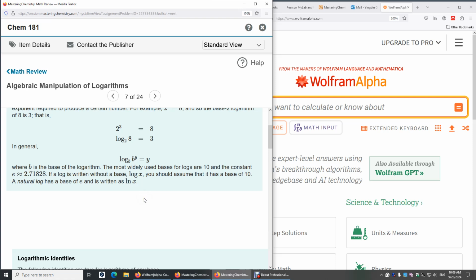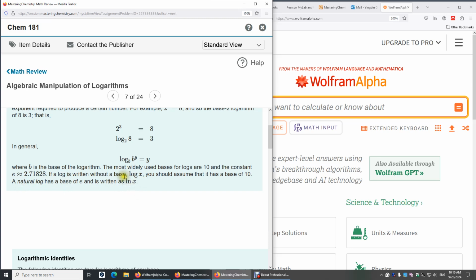We can have different bases, but commonly we use a base of 2, a base of e, or a base of 10. Over here it says if you just see log x, you may assume it has a base of 10. It's not always true. In Mastering Chemistry, when you see log x, you may assume it has a base of 10, but in some other places, they may assume there's a base of e. But typically, a natural logarithm with a base of e is written as ln x.